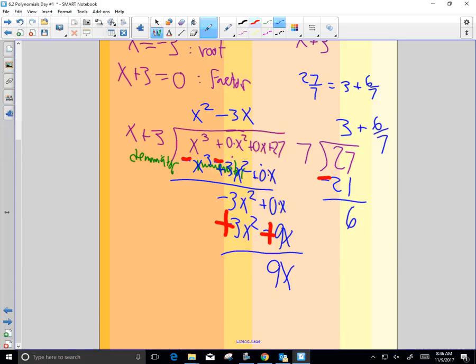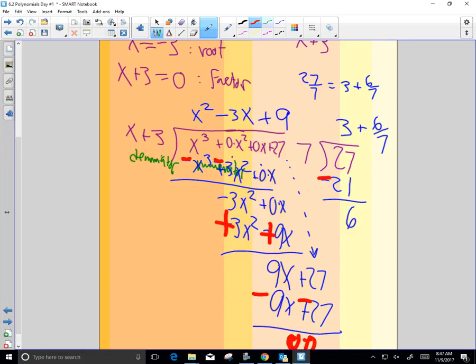Now, can you take x times something and get 9x? Yeah, you can. But remember, you have 27 here to bring down. So x times what is 9x? Plus 9. 9 times 3 is 27. And when I subtract these, what do we end up with? 0. So what does that mean if it ends up being 0? It means that this is the factor, and these two are factors of each other.